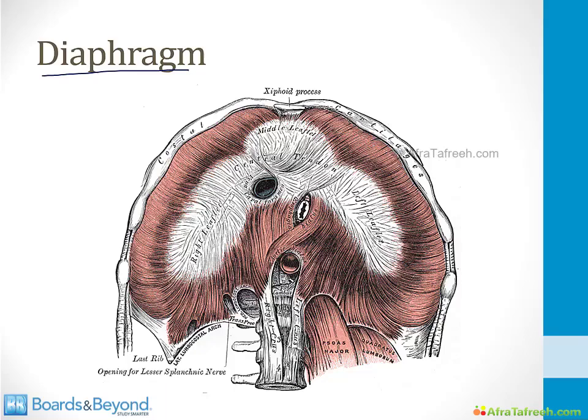So the inferior vena cava goes through here. This is called the caval hiatus. The esophagus goes through right here. This is called the esophageal hiatus. And then finally the aorta goes through right here, and this is called the aortic hiatus.